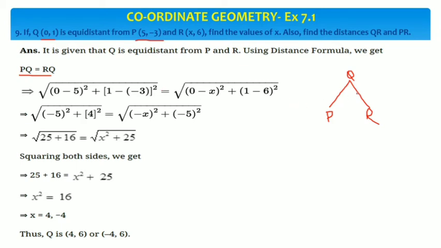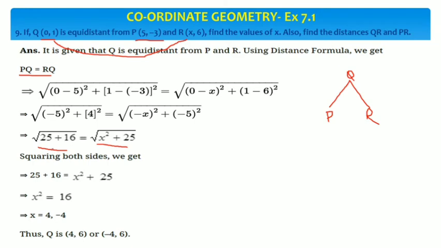Then it will be equal to QR. So now QR means this and this. So using the distance formula, it will become 0 minus x whole square, the difference of x coordinates and taking the square of that, plus the difference of y coordinates, means 1 minus 6, and taking the square of that. So the left side will be root 25 plus root 16, and the right side will be root x square plus 25.